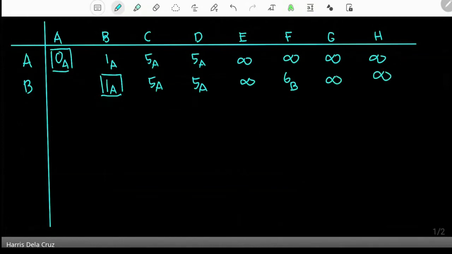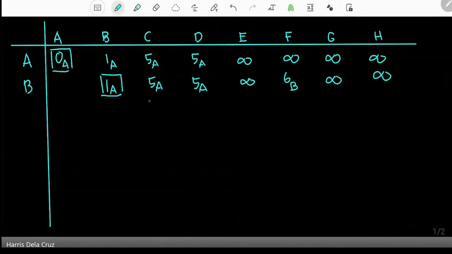So basically what we're trying to do is we find a label for each vertex on each iteration, and then we get the smallest possible label. For the next step, we choose the smallest possible label. So we have two candidates for that: C, which is 5A, or D, which is also 5A. At this point, you can choose either C or D. It doesn't really matter which one you take first. So let's say we want to take C first. So we are going to permanently label C.